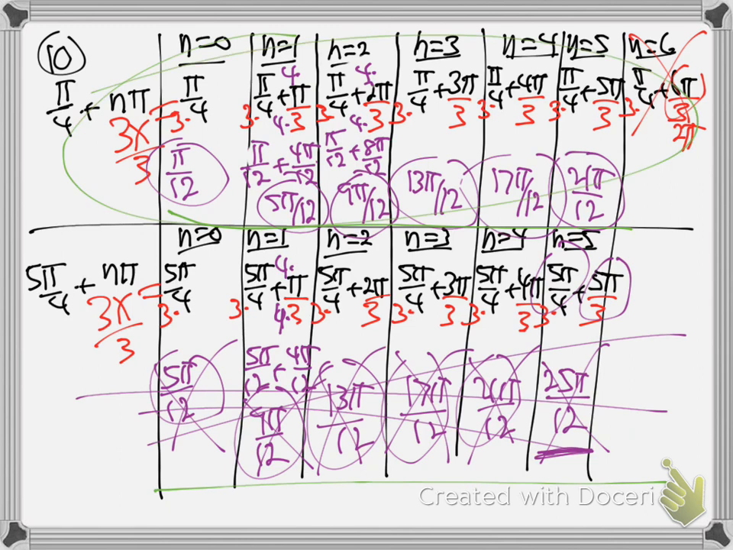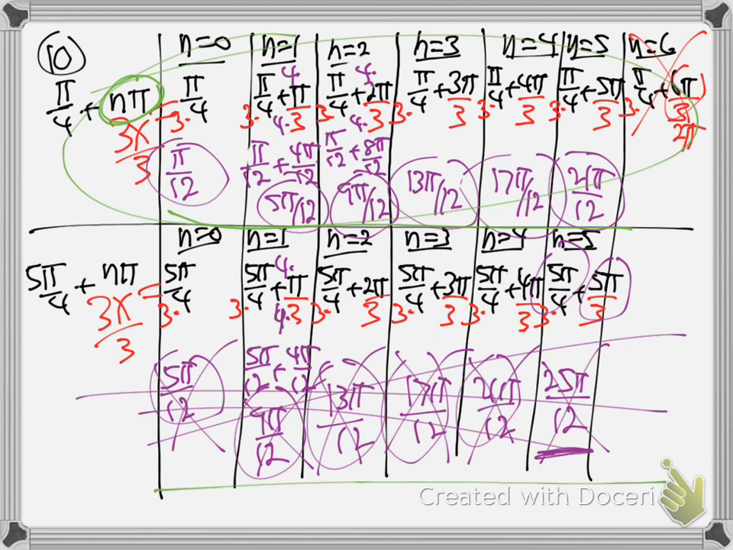Go ahead. I was going to ask why you did n pi. Yeah, that's because of tangent. Exactly. Does everybody see why I did n pi this time instead of 2 n pi? It's because of tangent.